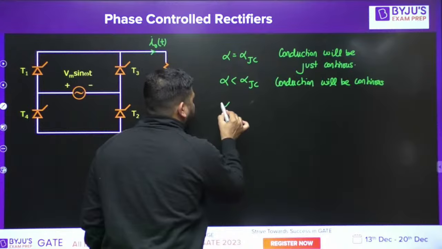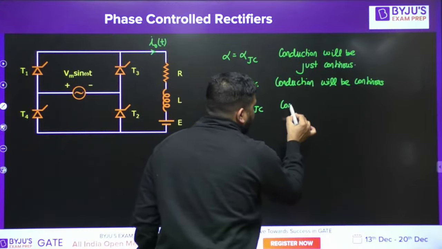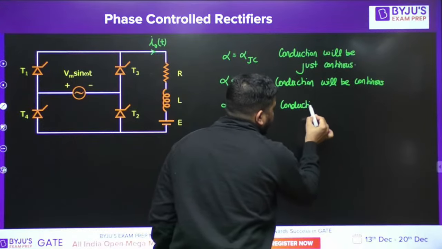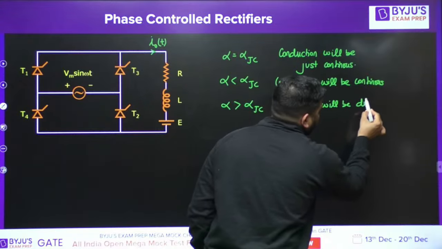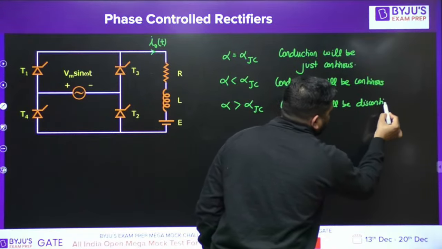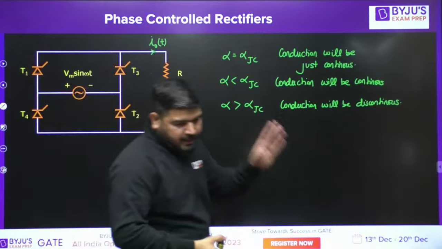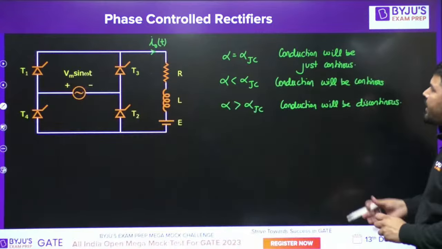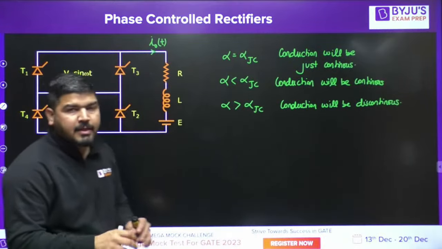And for alpha greater than alpha JC, conduction will be discontinuous. It means you have to calculate this alpha JC. If you know this alpha JC, you can comment whether the conduction is continuous, discontinuous, or just continuous. So it's easy peasy.